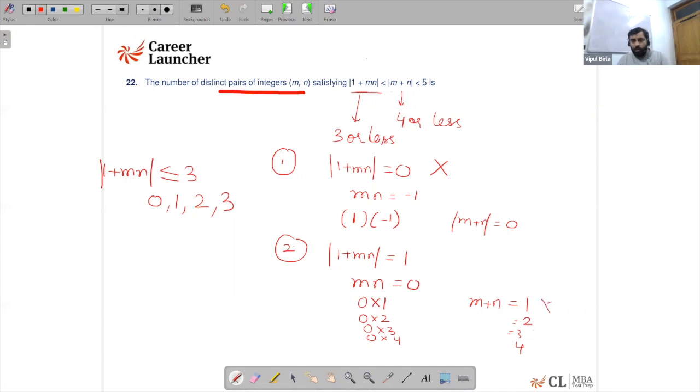I cannot take m plus n equal to 1 because it has to be mod of m plus n has to be greater than 1. So therefore, these three values are possible when I've taken m into n is 0 and I've taken n to be a positive number. N can be negative also. So therefore, the other possibility for m into n will be 0 into minus 1, 0 into minus 2, 0 into minus 3, and 0 into minus 4.